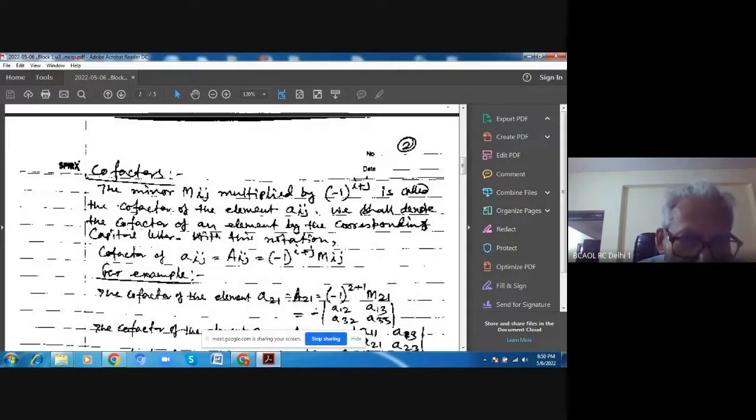If you remember this thing, you can clarify the minor or cofactor. What is the difference? Simple thing. Whatever the minor is there, you just multiply by these things. So your cofactor will be obtained.